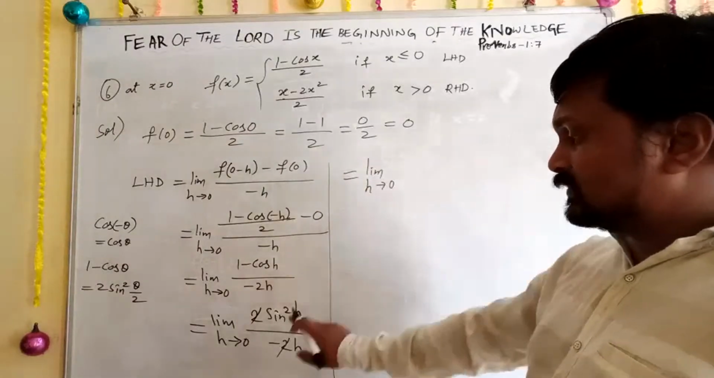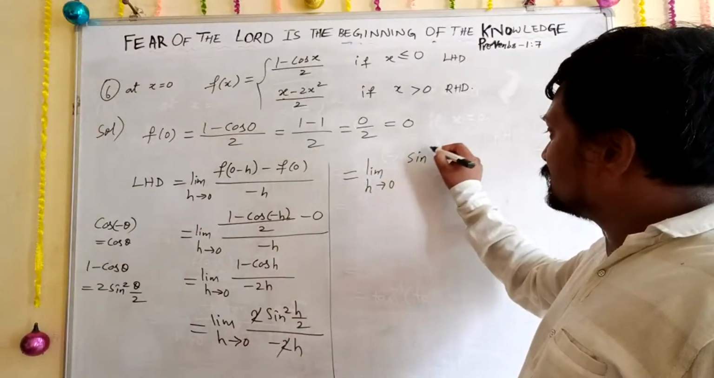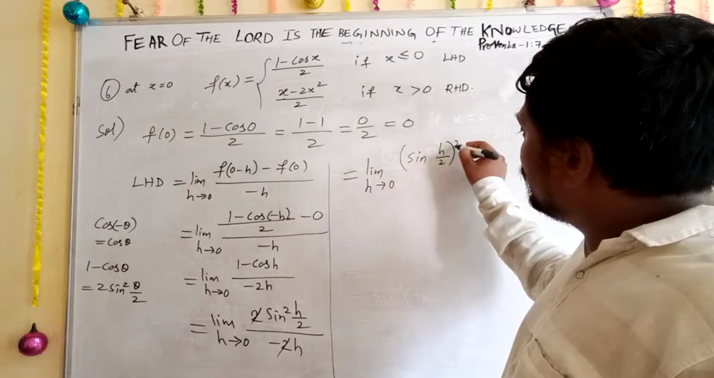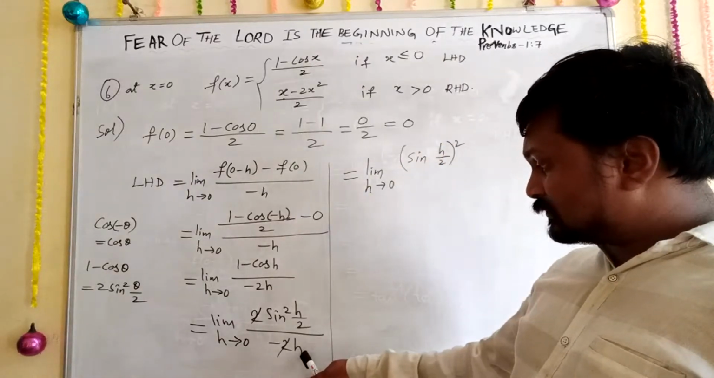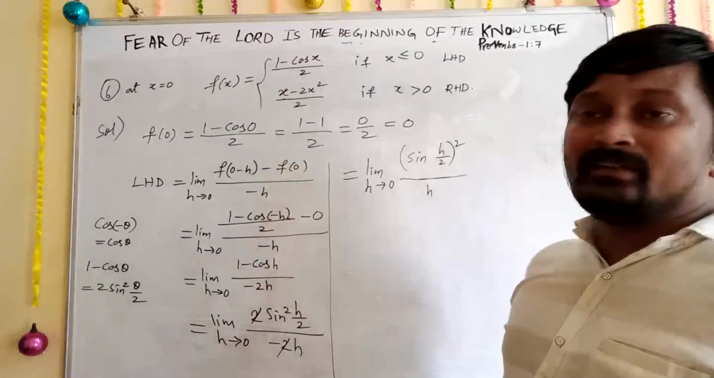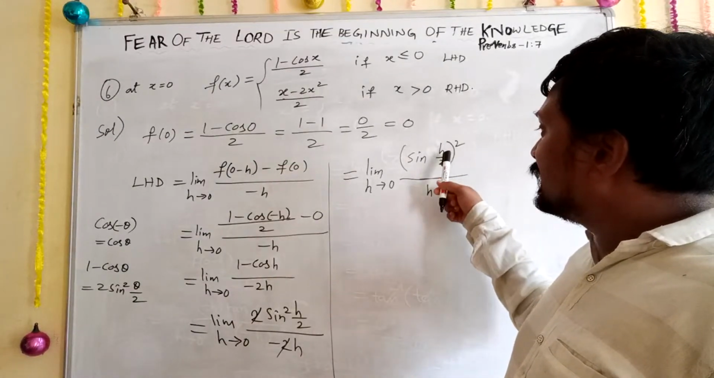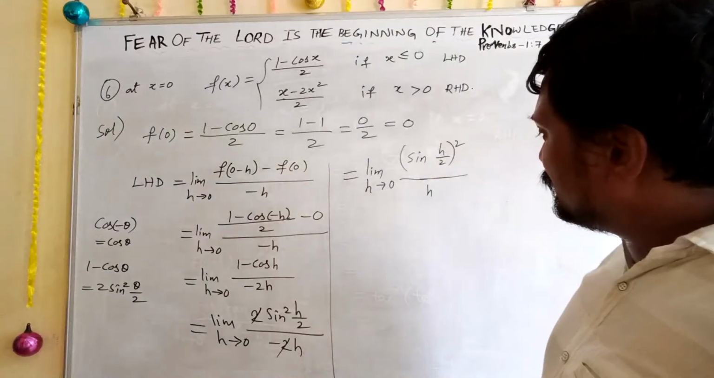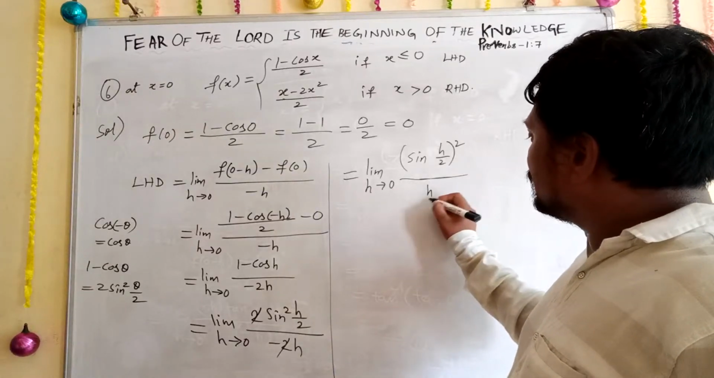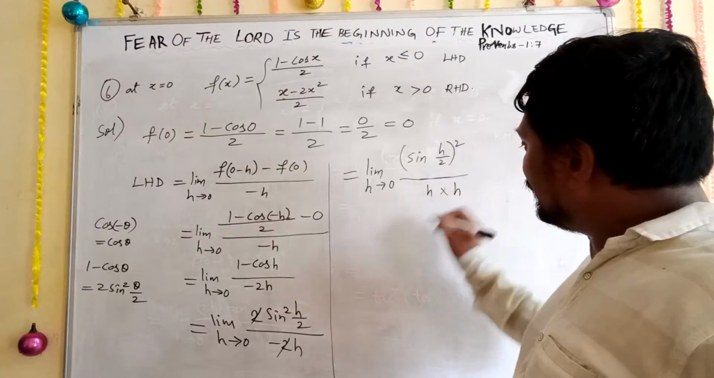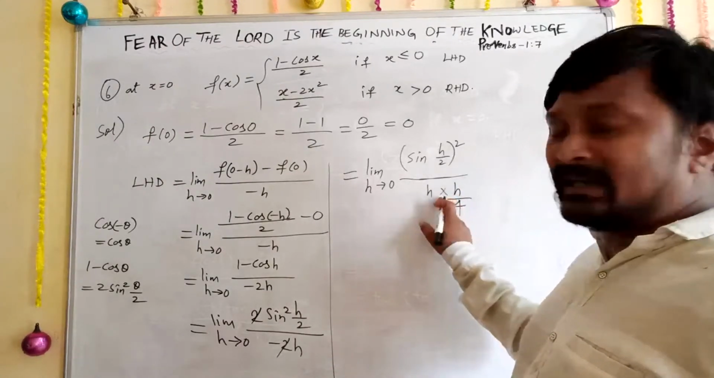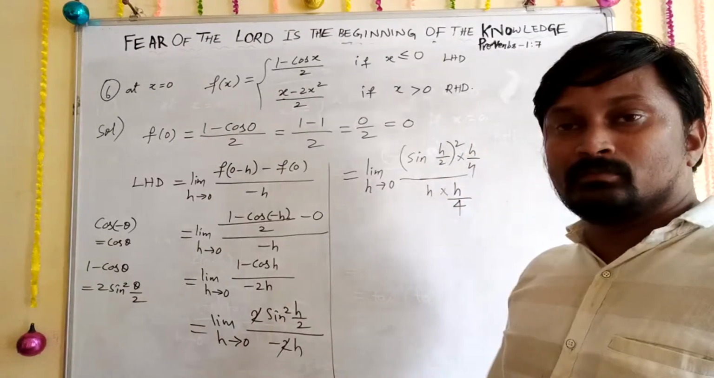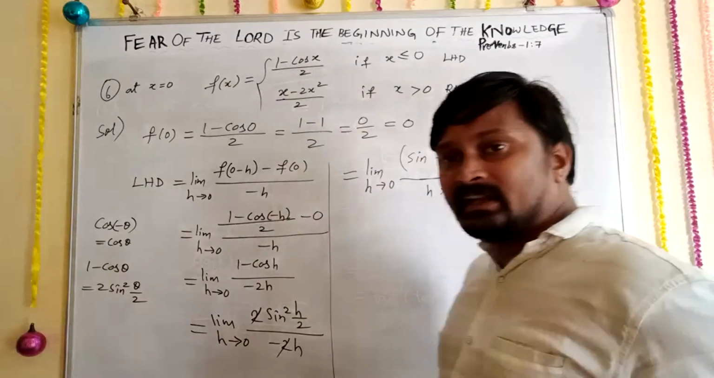Okay. Limit h tends to 0, sine square h upon 2. Can I write sine square h upon 2 as sine h upon 2 whole square? Yes, we can write. After that, only h is there in the denominator, but I want h upon 2 whole square, since the square is there. So what I need to do is multiply by h upon 4 in the denominator, and the numerator also gets multiplied by h upon 4. You can understand now why I was multiplying.